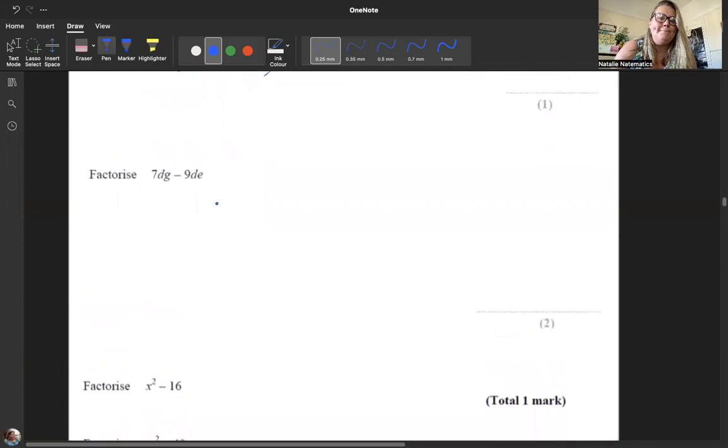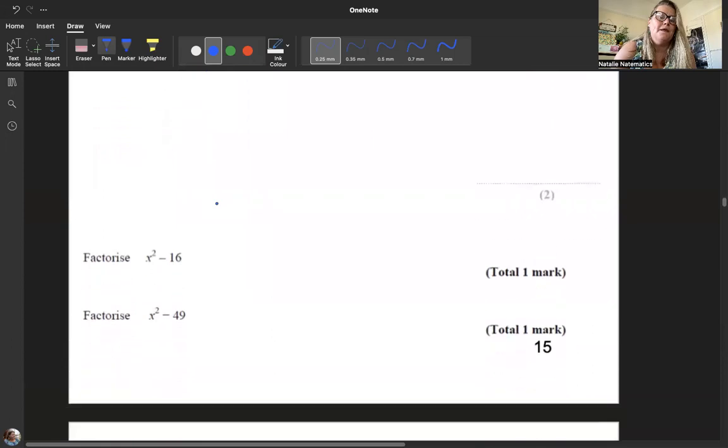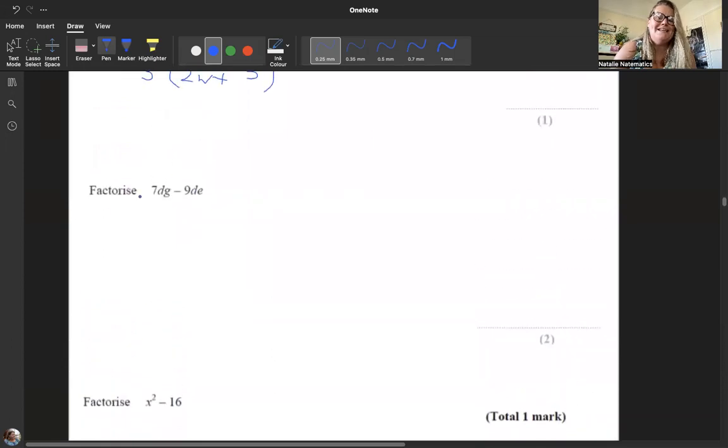Now, here we've actually got a common letter and a number. Oh no, we haven't actually, no. This one, common letter, you've got a D. So the only thing you're going to have outside is D, because there's no common multiple for 7 and 9. So here we're going to have D, 7G, and then minus 9E.